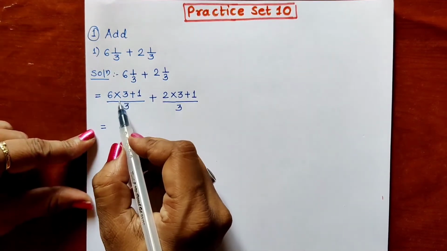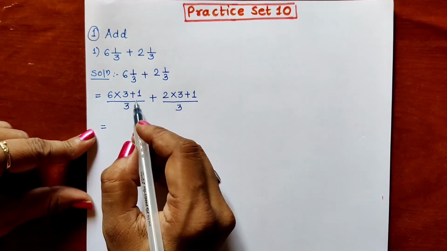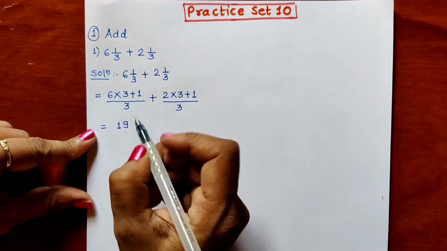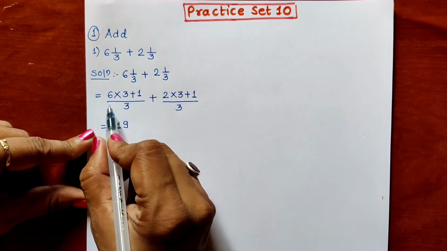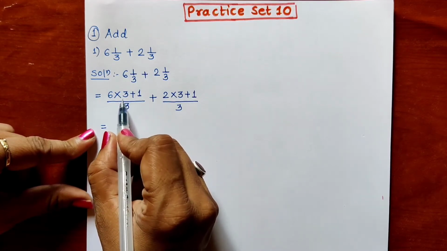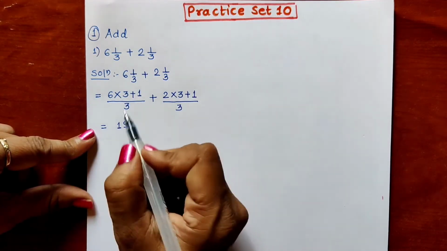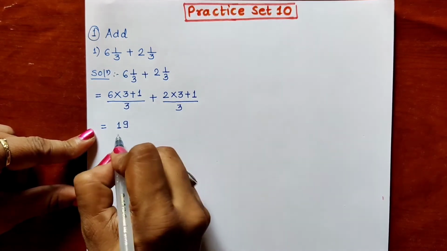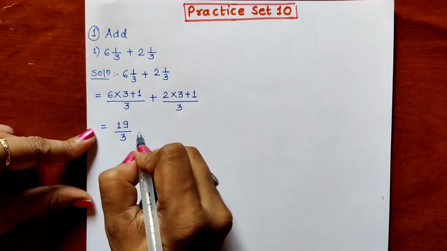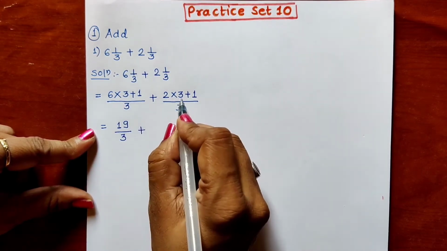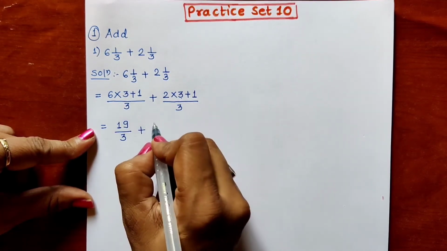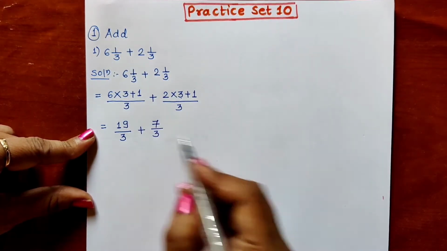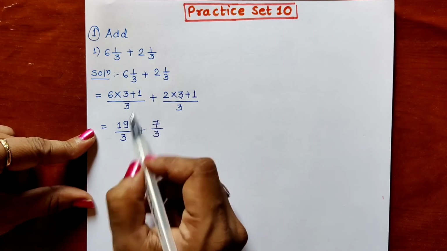6 3s are 18 plus 1 is 19. Correct. Directly you can write the answer. Otherwise you will have to write 6 3s are 18, 18 plus 1, one more step you will have to add. Otherwise you can write 6 3s are 18, 18 plus 1 is 19 upon 3, plus 2 3s are 6, 6 plus 1 is 7, 7 upon 3. In this way we can write direct answers of these two fractions.